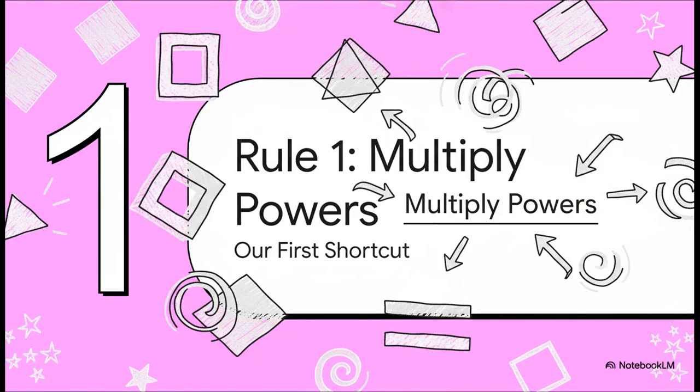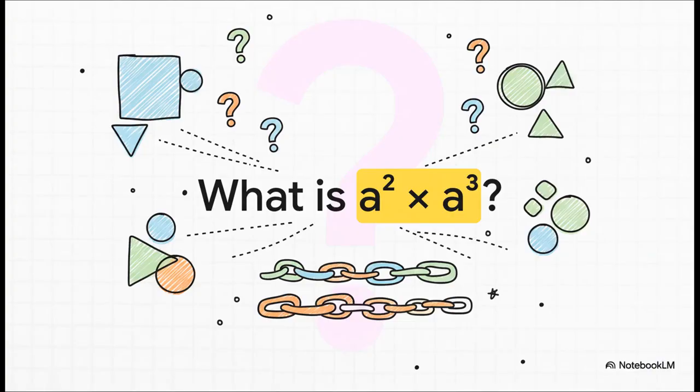Awesome! Now that you know what a power is, we can get to the really cool stuff, the rules that make them so powerful. Think of these like special shortcuts in a video game. Let's start with our first one, rule number 1, multiplying powers. Let's look at this problem here. Now, don't let the letter A scare you. It can be any number you want it to be.